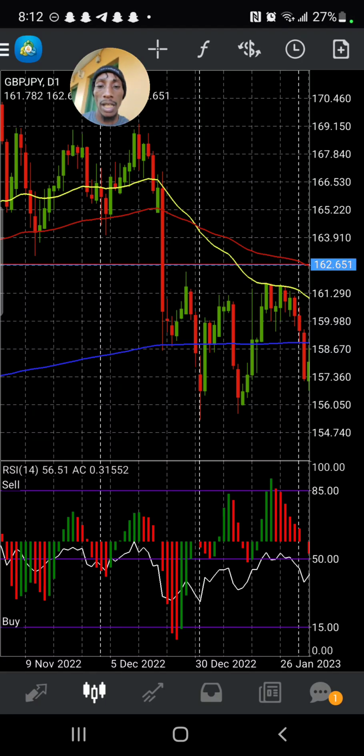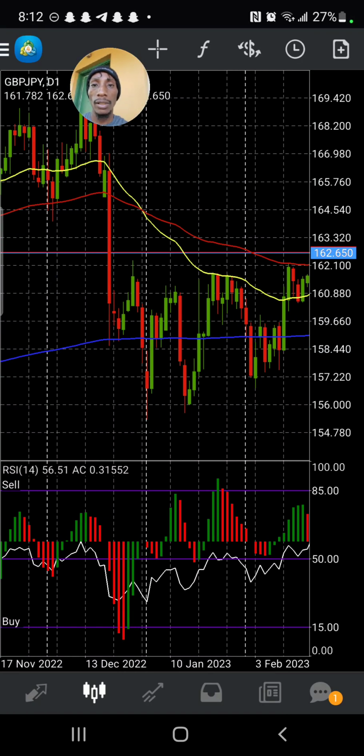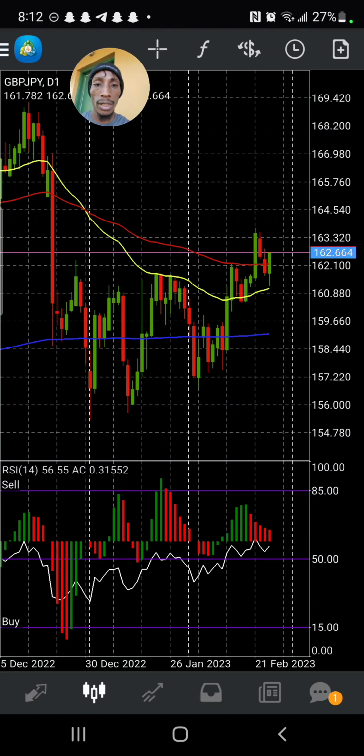And by the way, guys, if you're new and you want to know how to set up this trading chart you're looking at and everything about MT4, just let me know, and I'll make a video and show you step by step how to pick the colors, the candles, put on the moving average, and everything you need to know if you're new.